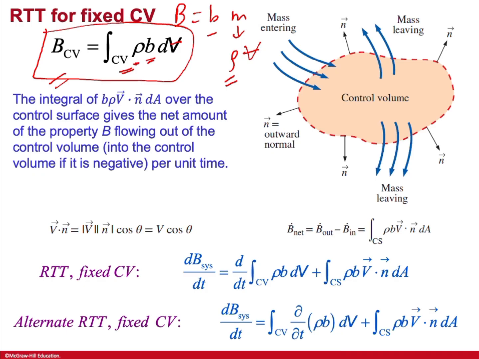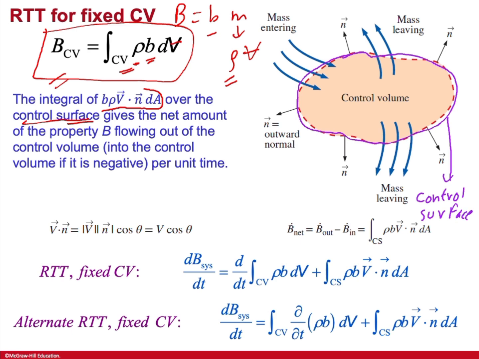Okay, so when it comes to the integral of the second term, the flux terms that are there, this is done over the control surface. The control surface is nothing but the boundary of this control volume, or the surface that is encompassing this control volume. So this is essentially called the control surface.